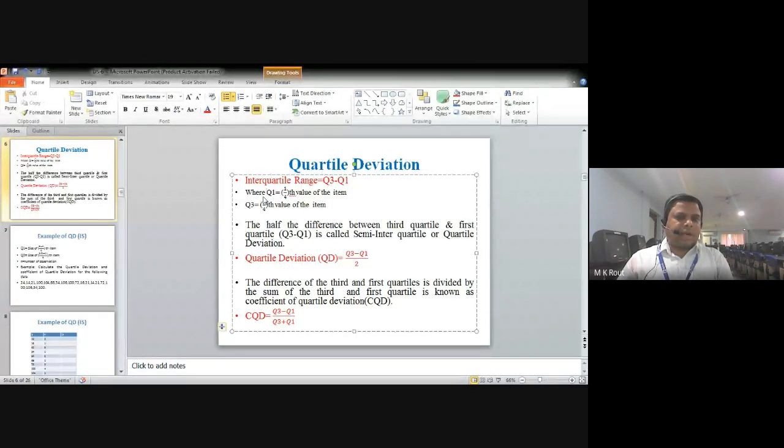Next, half the difference between the third and first quartiles is called the semi-interquartile range or quartile deviation. The formula for quartile deviation is Q3 minus Q1 divided by 2. Then move to the next formula: the difference between the third and first quartile is divided by the sum of the third and first quartile.